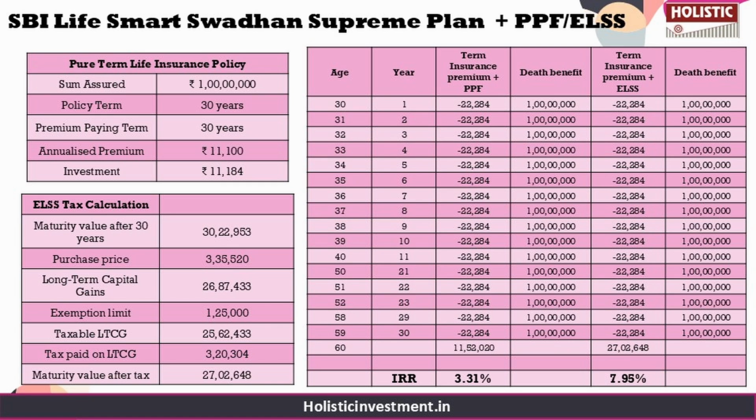One is a risk-free product, one is a product which has risk. So this is to show you how your returns could differ based on risk and risk-free products, and also how you can utilize those premiums that you save from the surplus. So under the PPF account, as you can see, the final maturity value is 11.52 lakhs. So the IRR for pure term policy along with PPF investment results in 3.31%.